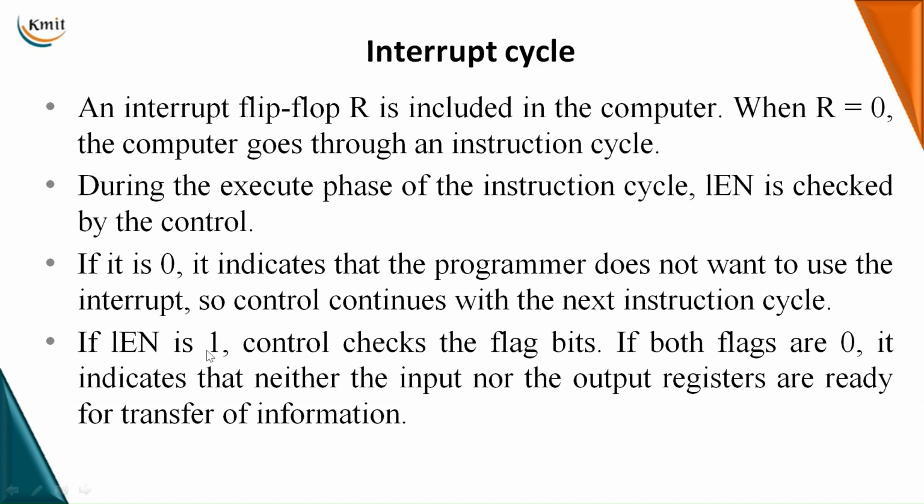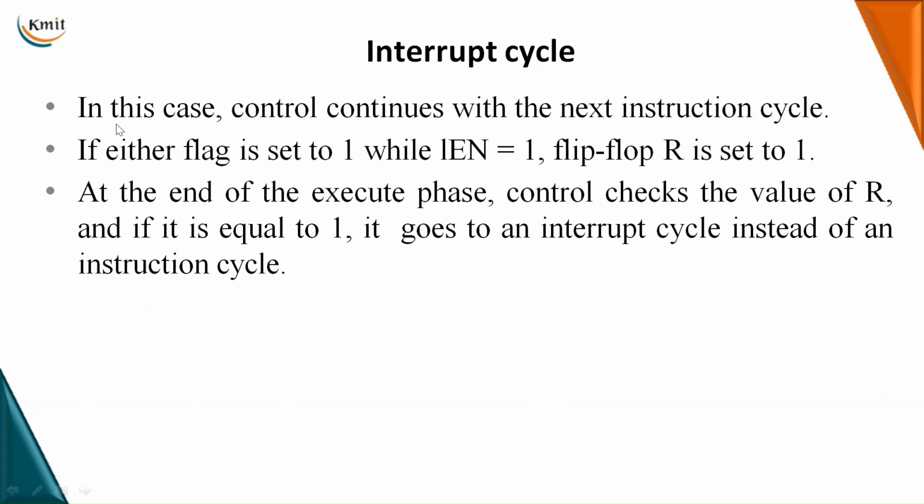If the interrupt enable flip flop is 1, then the control checks the flag bits. If both the flag bits FGI and FGO are 0, it indicates that neither the input register nor the output register is ready for transferring the information. So in this case, the control continues with the next instruction in the instruction cycle. If either flag, an input flag or an output flag, is set to 1, then the flip flop R will be set to 1.